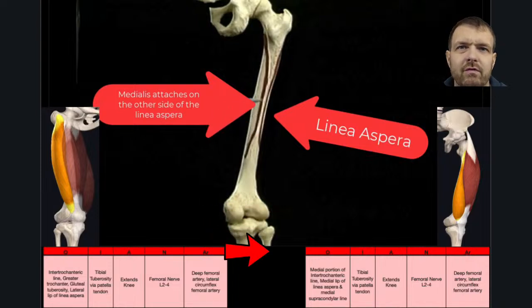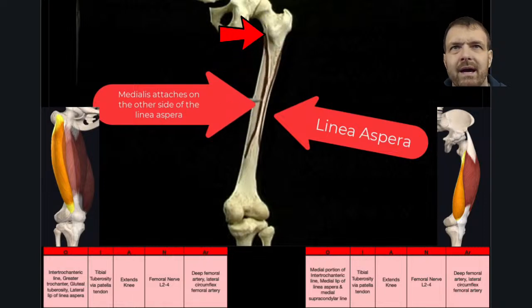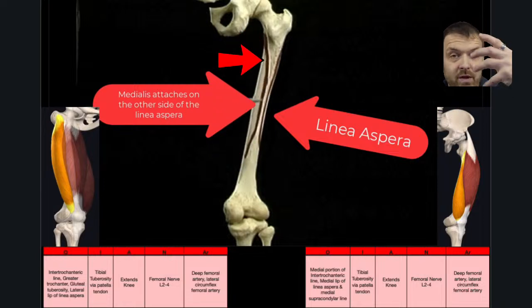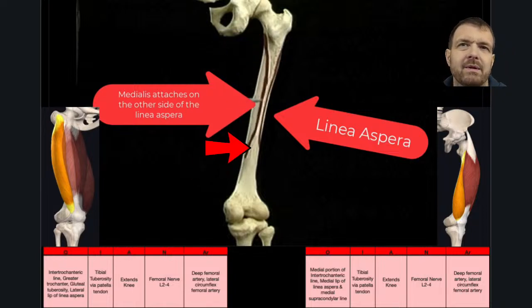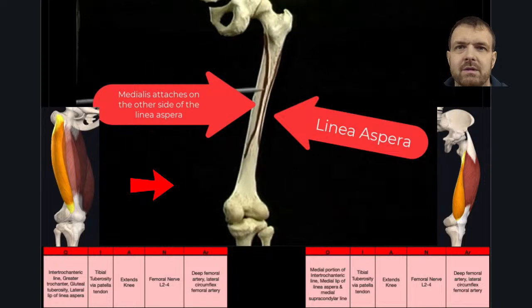So there's your fibula. That has to be the lateralis attachment point, and that has to be the medialis attachment point there. So medialis attaches onto the other side of the linea aspera. There it is there. Linea aspera is that white, raised line down the back of the femur. And again, we think of them as anterior muscles, and they predominantly are, that's where we see them, but they wrap all the way around the back of the thigh. So they are huge, absolutely huge.